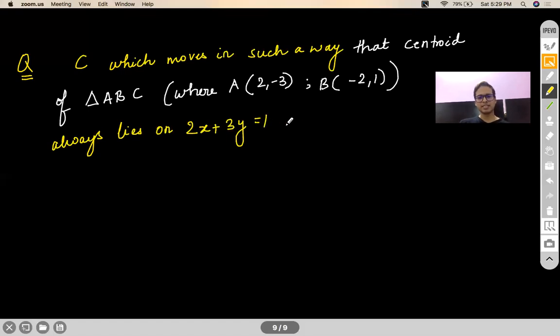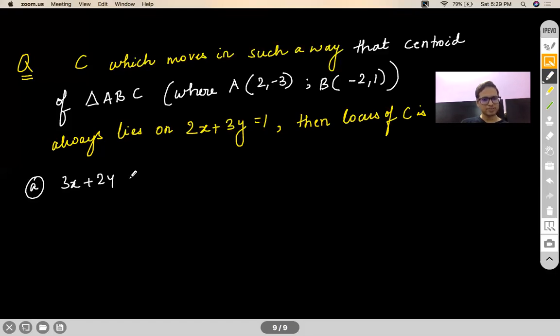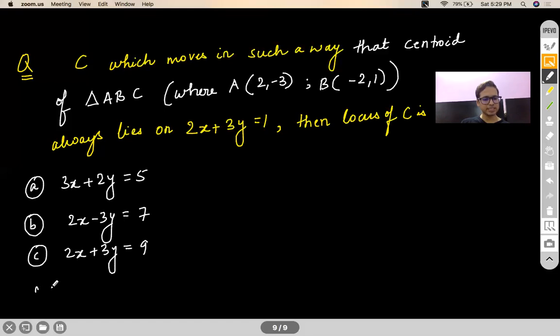Then the locus of C is: option A, 3x plus 2y equal to 5. Option B, 2x minus 3y is equal to 7. Option C, 2x plus 3y is equal to 9. And option D, 3x minus 2y is equal to 4.